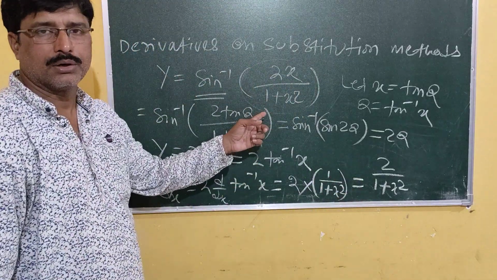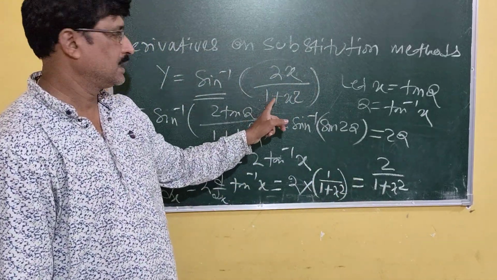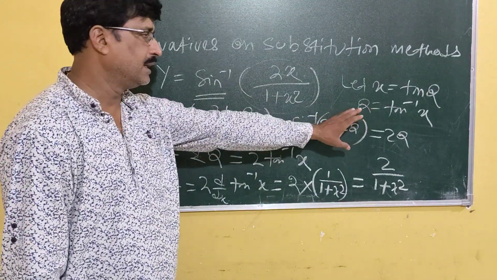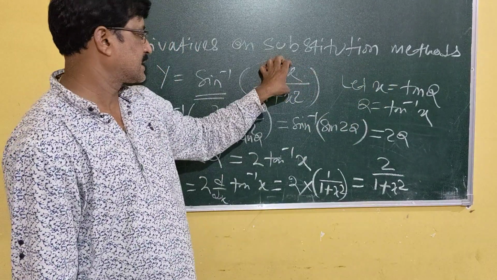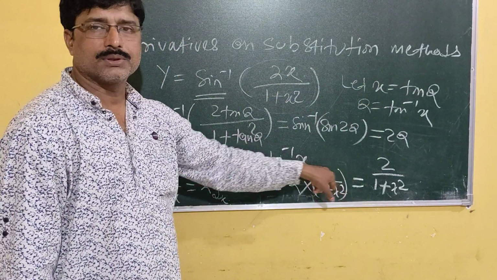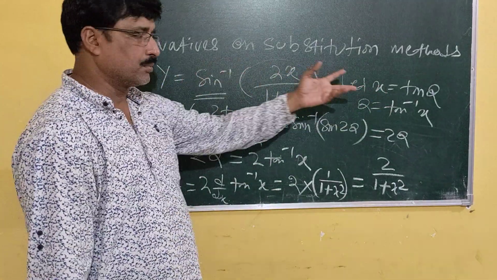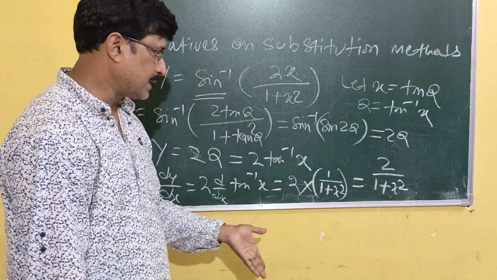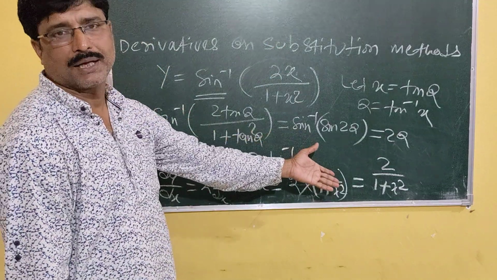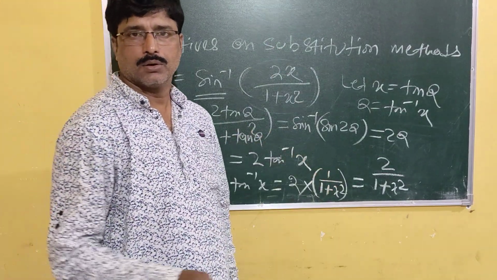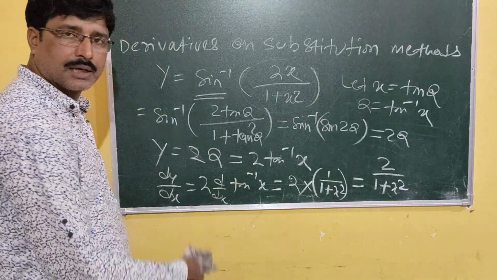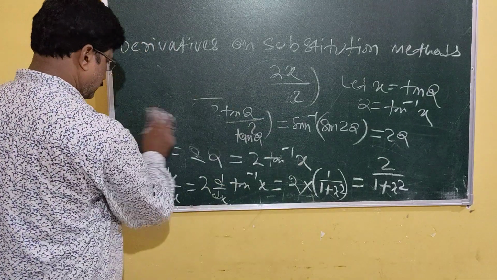See, this is called the substitution method. It can be easily solved by substituting the value of x. Here we can easily solve this. We need not take the derivative on both sides and multiply them. It can be easily solved this way. Okay, I am omitting this one.